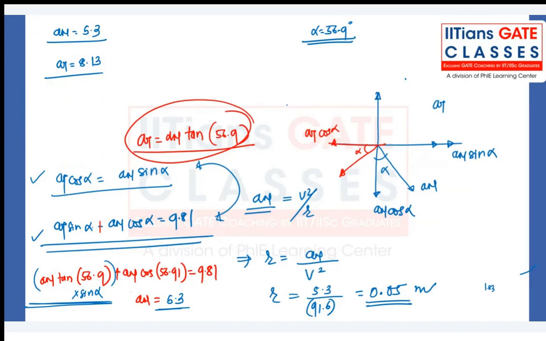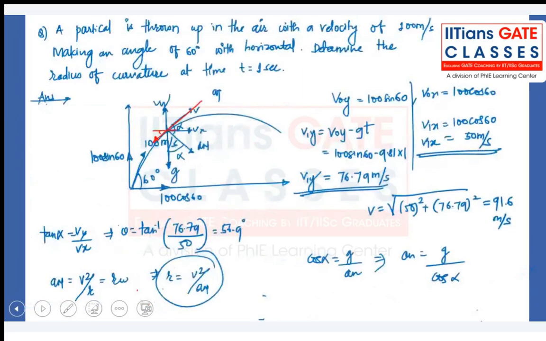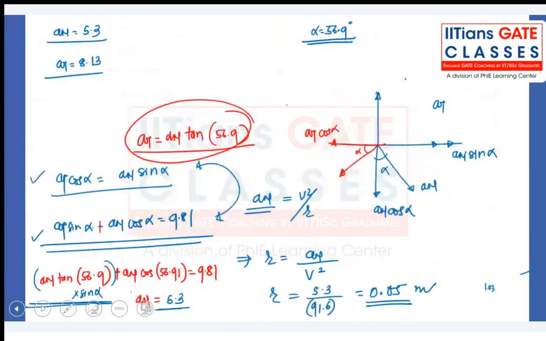Anyone have any doubt? Yes. Here it should be, can you go to the next slide, sir? So here it should be V square upon R is equal to AN, sir. No, sir, below this one. Here R is equal to, square it. So tell me the answer. It's reciprocal, sir.